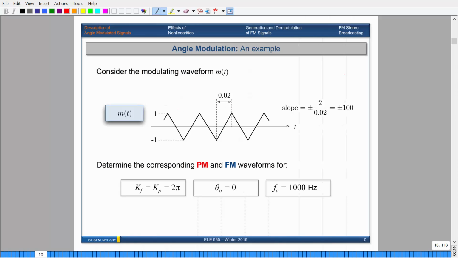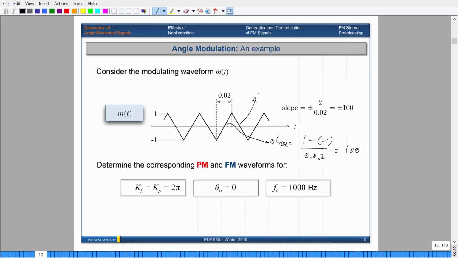It varies from -1 to 1, and then the half period is 0.02. Okay, so if I wanted to find what the slope or the derivative is at any of these points, how do you find that? It's basically rise over run, right? So in this case, if you wanted to figure out this slope, it'll be 1 minus -1 divided by the width, which we know is 0.02, so we get 100.